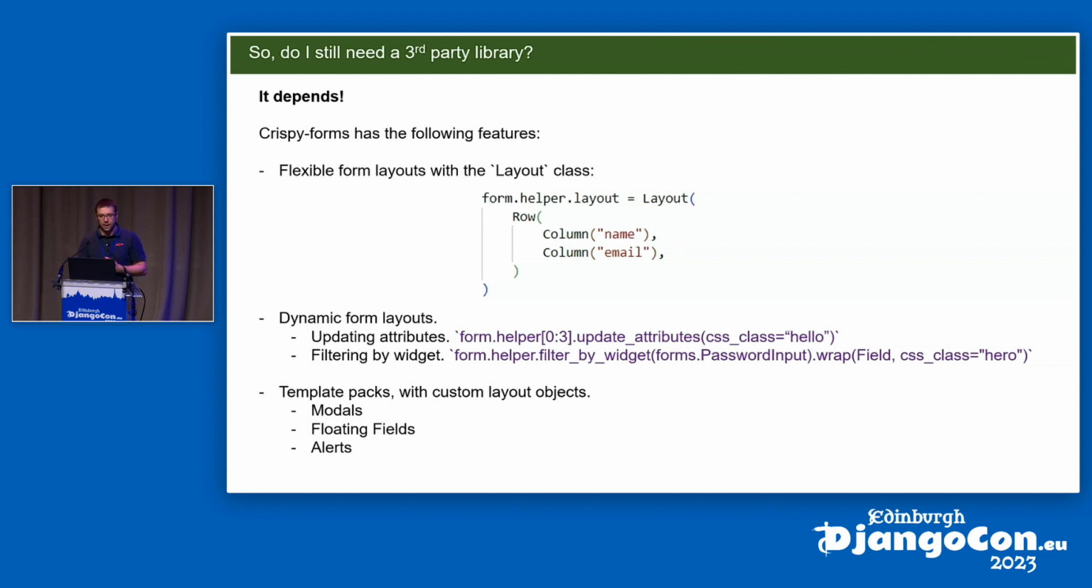And finally, the template packs. These are really powerful. So for the Bootstrap template packs, they come with lots of additional custom layout objects. So you can define modals, Bootstrap floating fields, Bootstrap alerts, accordions, and so on. And you can build out your form using these Bootstrap components in using that layout structure that we saw above. So you can get quite a lot of template logic a lot easier using these components.